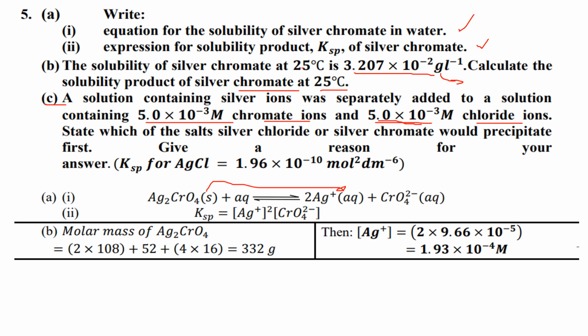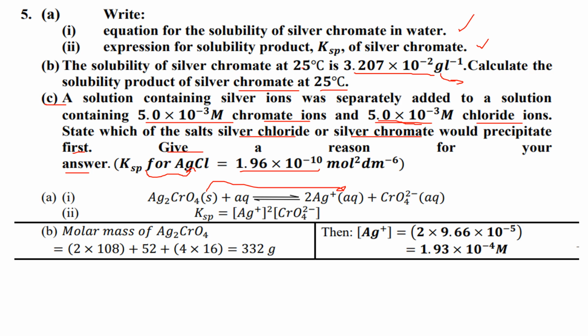Now we are supposed to state which of the salts, silver chloride or silver chromate, would precipitate first, and give a reason for our answer, provided that the solubility product for silver chloride is 1.96 × 10^-10.